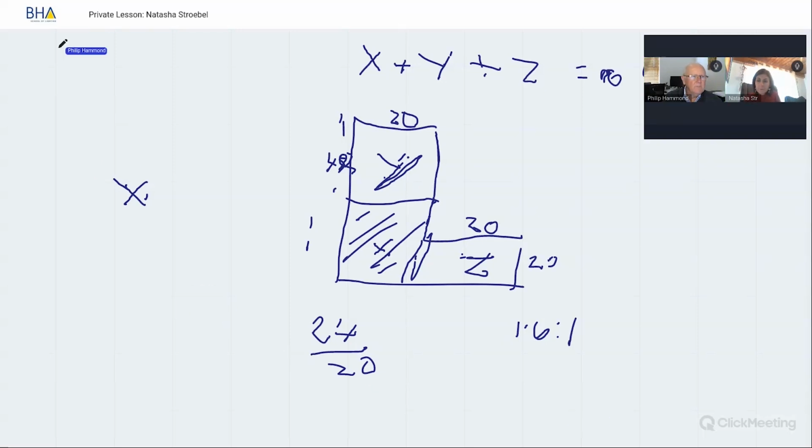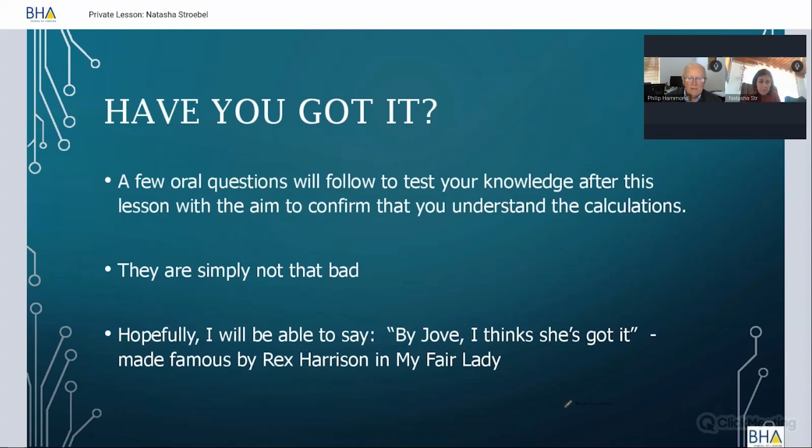All right. Back to our presentation. So we've done that. Then you learned about the inverse square law. What is the inverse square law, Natasha? E is equal to I divided by D squared. And I means? I is the intensity. E is the illuminance, I is the intensity, D is the distance.